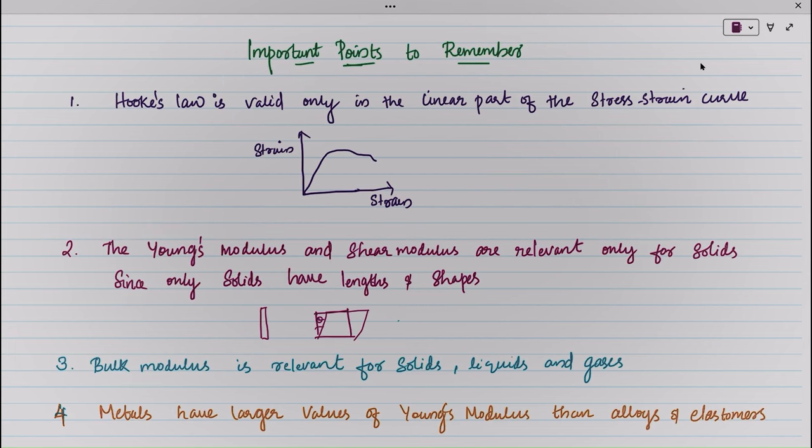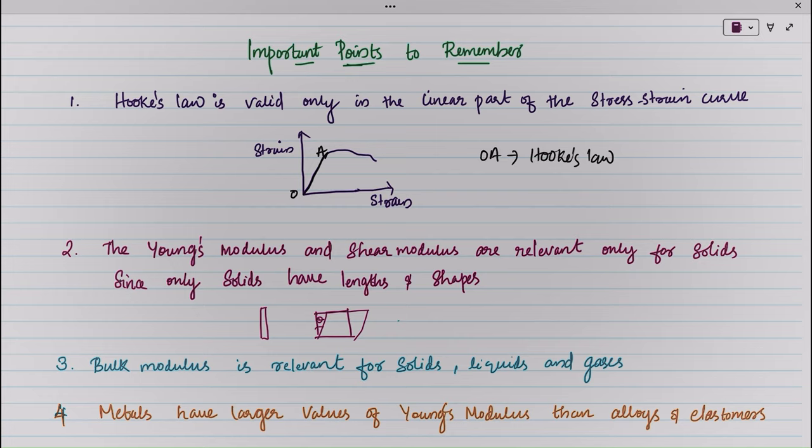Now, we are going to discuss some of the important points in the chapter Mechanics of Solids. The first one is that Hooke's law is valid only in the linear part of the stress strain curve. We already learned what a stress strain curve is, and only the linear portion, called the OA part, obeys Hooke's law. Okay, only the linear part obeys Hooke's law.